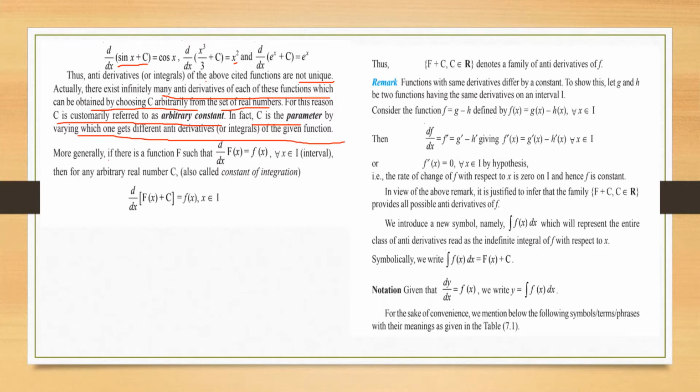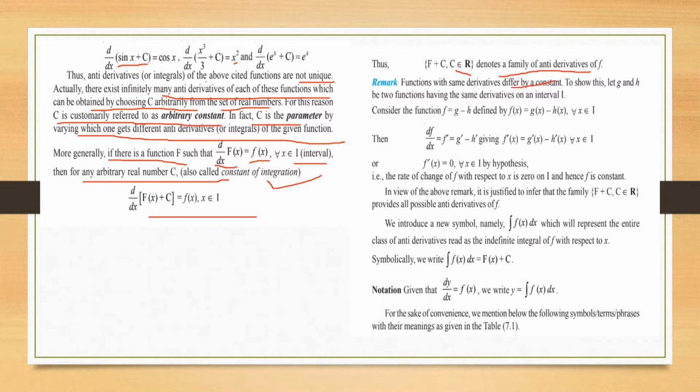Okay, so if there is a function capital F such that d/dx of F(x) is f(x) for all x belonging to I, then for this arbitrary real number c, that is called the constant of integration, d/dx of F(x) plus c equal to f(x), for x belongs to I, right? Therefore, F plus c, where c belongs to R, is denoting the family of antiderivatives of f, right? So functions with the same derivative often differ by a constant.